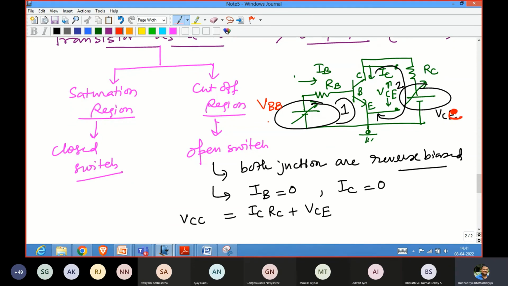So I don't think there will be much problem with these names because we have done that in the lab as well. So this is the power supply. We are mentioning it as VCC and VBB. The drop across collector to emitter is considered as VCE. Now I apply the KVL on this second loop. So VCC is equal to ICRC, since IC is passing through this resistor, plus VCE.